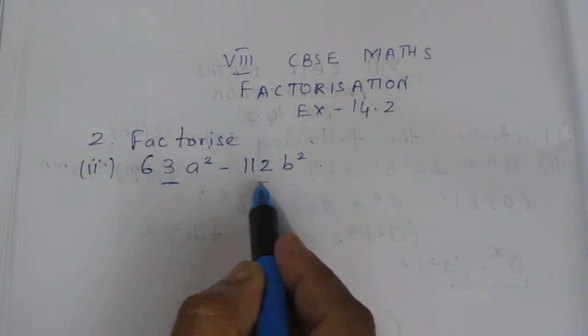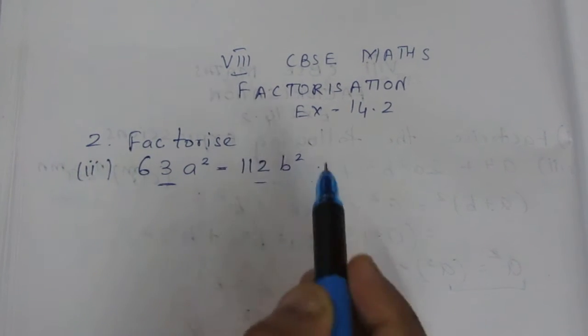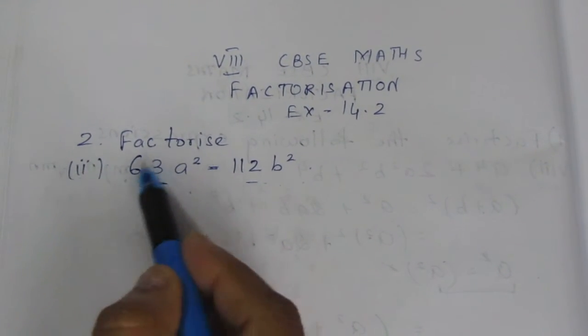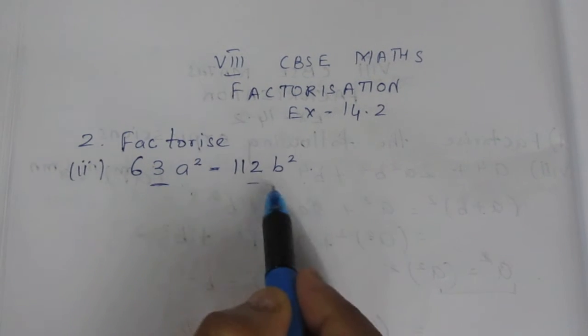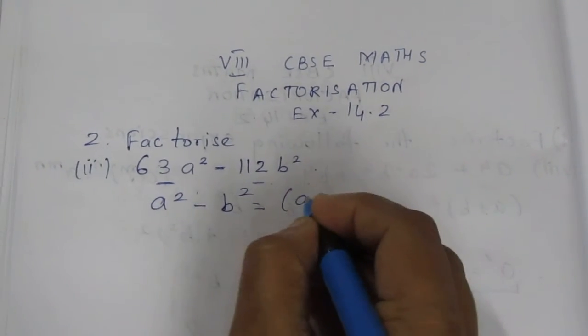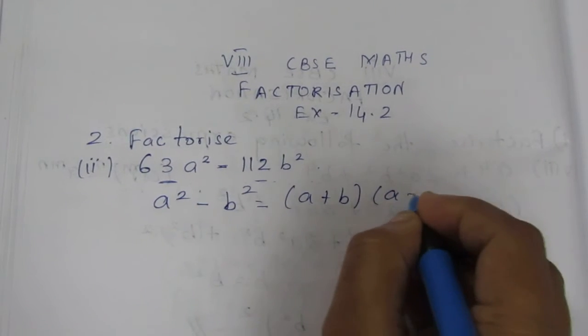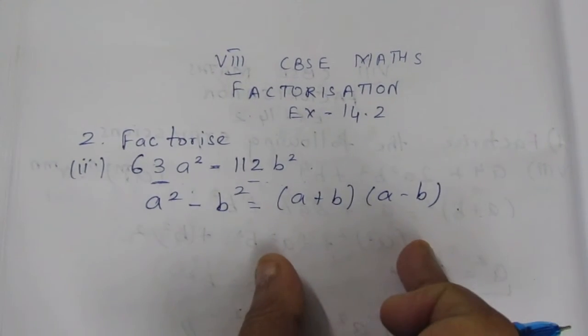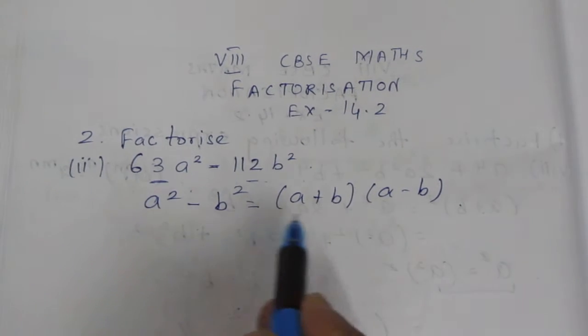Here there is a square and a square with a minus sign in between, but this is not a perfect square. Perfect square means it is a whole square. If it is a whole square, we have the formula a square minus b square equals a plus b into a minus b. If it is in that format, we can write the answer like this.